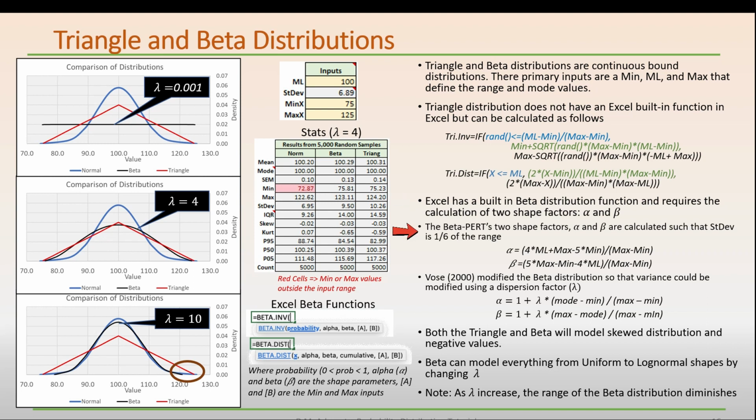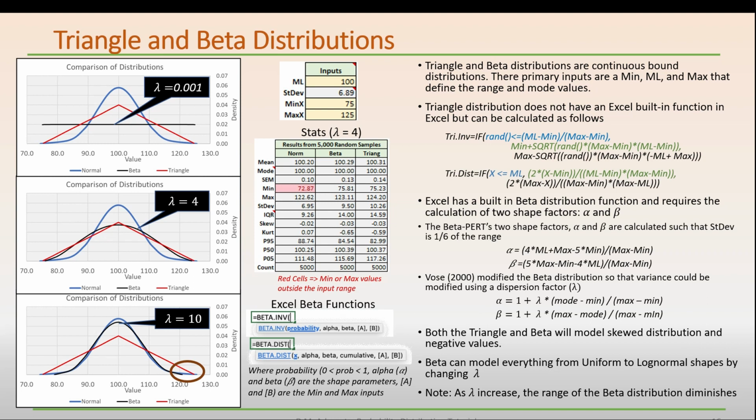The PERT was developed in the 1950s to manage project timing as part of the Polaris weapons system. Hence, PERT stands for Program, Evaluation, and Review Technique, as described by Clark, 1968. The beta PERT shape factors are calculated such that the standard deviation is 1/6 of the range. Voss in 2000 modified the beta distribution so that the variance could be modified using a dispersion factor, lambda, adding greater flexibility to the shape of the distribution.